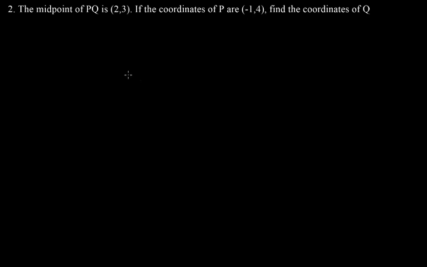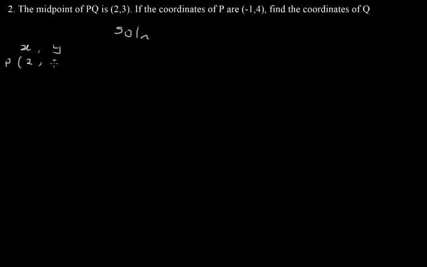So we're given the midpoint of PQ, and we're given the coordinates of P, and we're asked to find the coordinates of Q. So firstly, let's look at what we've been given. So as usual, we need to identify the x and y. For P, we have 2, 3.